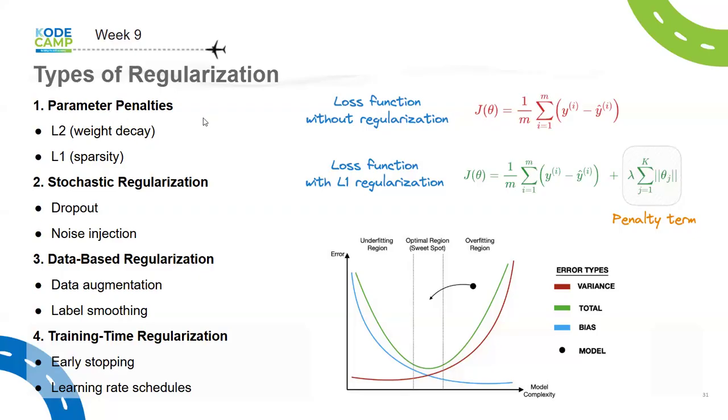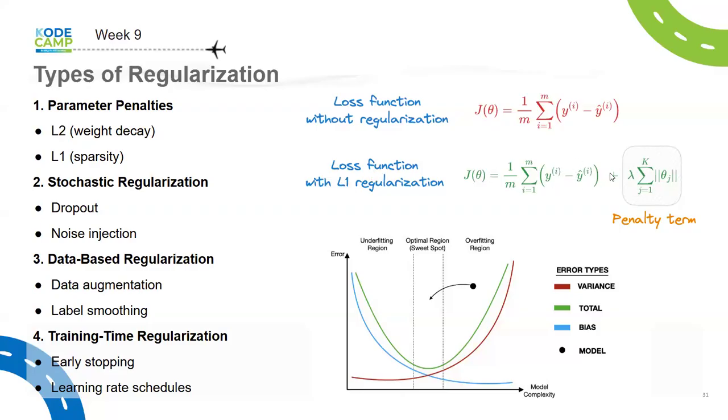So the first is the parameter-based penalties, where you add some additional parameter. The first one is the L2 weight decay. Remember, we talked about Adam with weight decay. So that weight decay is a form of regularization. And then we have L1, which is L1 penalty, L1 regularization.